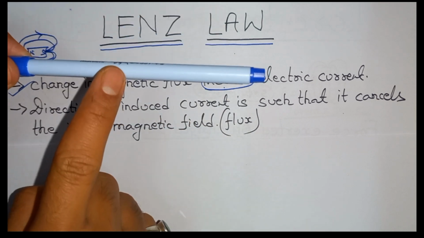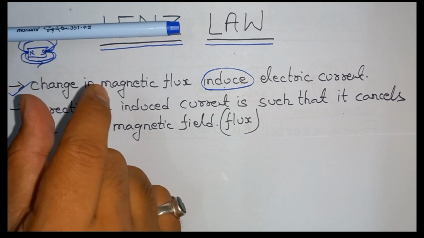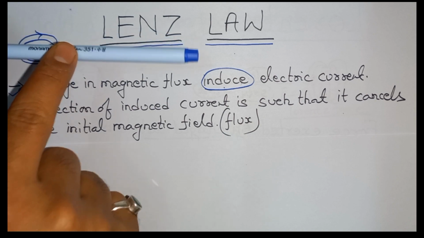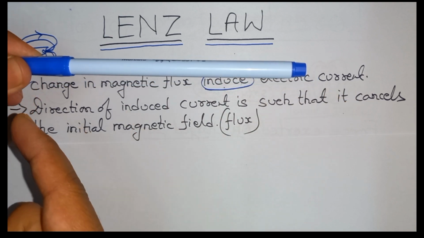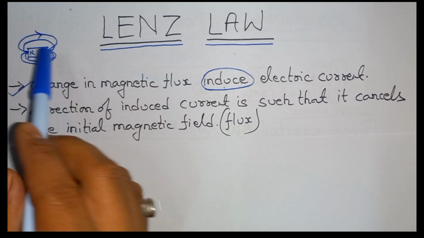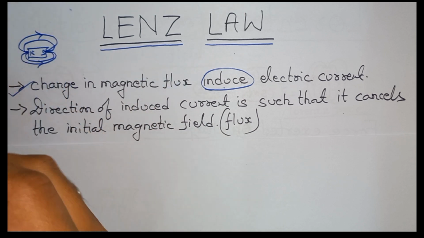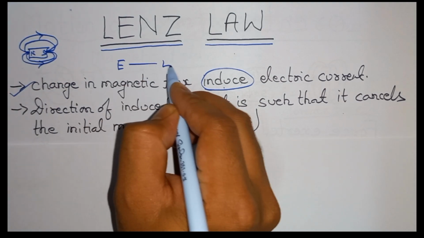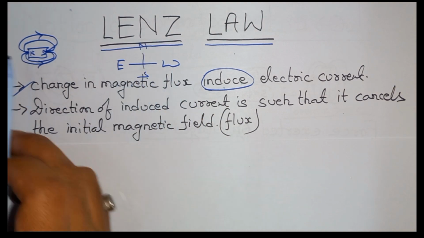Now the current will be induced if either the conductor moves or a magnet moves. There is a change in magnetic flux, and current will be induced. Now in which direction will the current be induced, forward or backward? It will be induced in such a direction that the magnetic lines of force are coming from, suppose let us say, the direction east to west. East, west, north, south. The direction is from east to west.